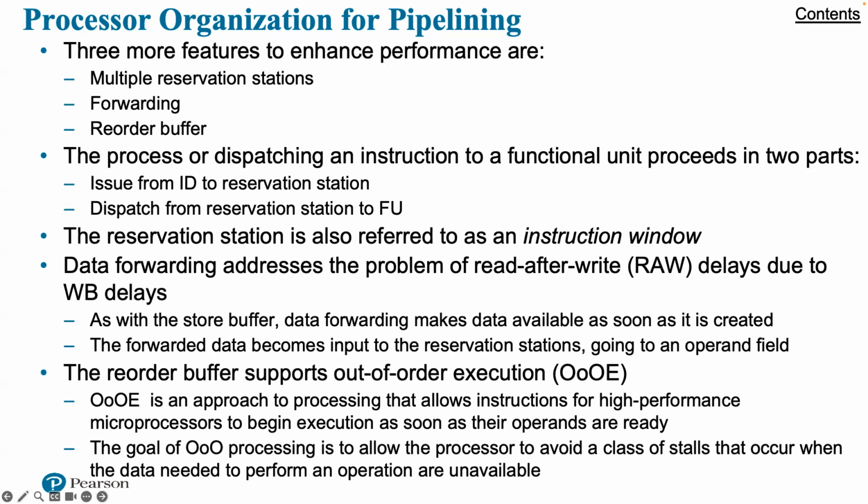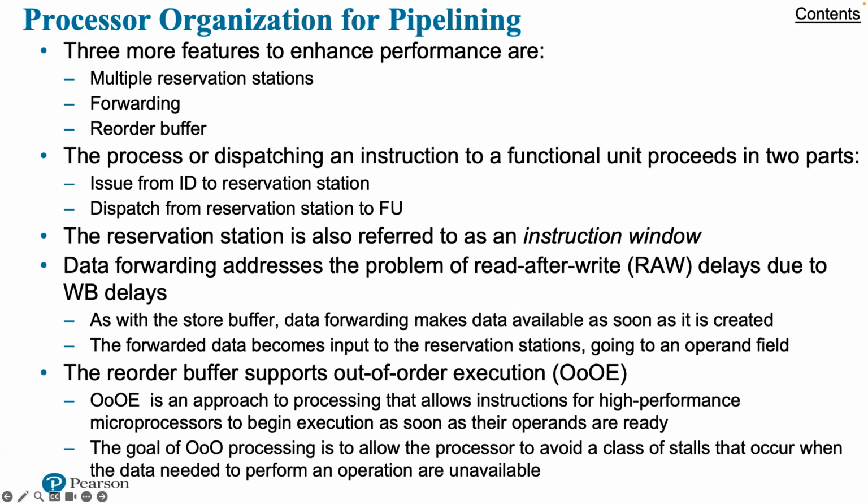Then there's a dispatch from the reservation station to the FU. The dispatch occurs when the corresponding FU is available and all operand values are available. However, dispatch does not have to be first in, first out, but rather different priorities can be assigned to different instructions. The reservation station is also referred to as an instruction window, particularly in the superscalar literature, and we use this latter term in chapter 18.